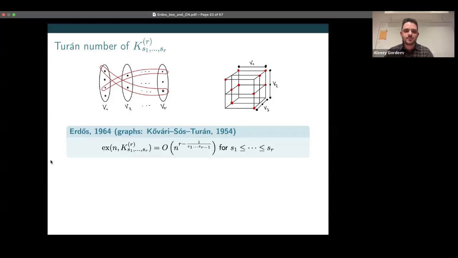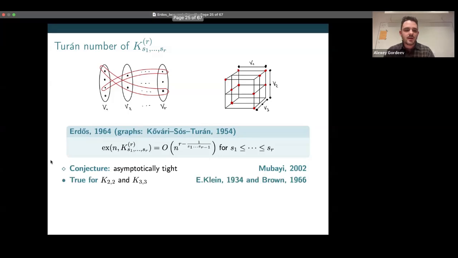Okay, so this bound was proved in 1964, and since then there have been no improvements of the upper bound. It was, I think, widely believed and then formally conjectured by Mubayi in his paper of 2002 that this bound is asymptotically tight for all parameters. So when is this conjecture known to be true?